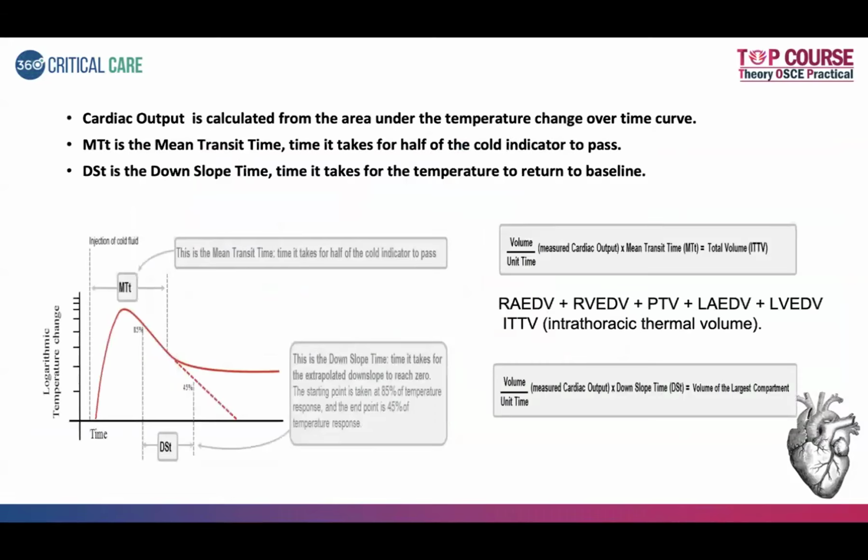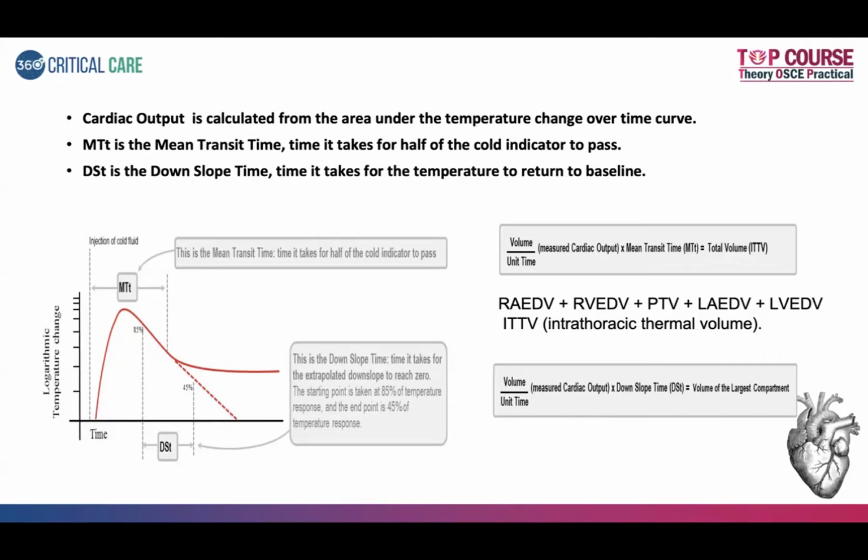Now, a bit in detail, just to make you understand what the terminologies mean. So we saw that it is a thermodilution technique, transpulmonary thermodilution. So obviously there will be a thermodilution curve, right? The cardiac output is calculated by the area under the curve, which we already discussed. There are two transit times here.